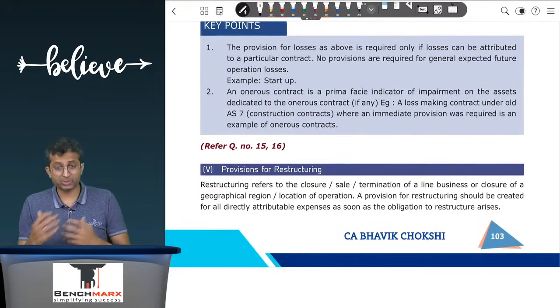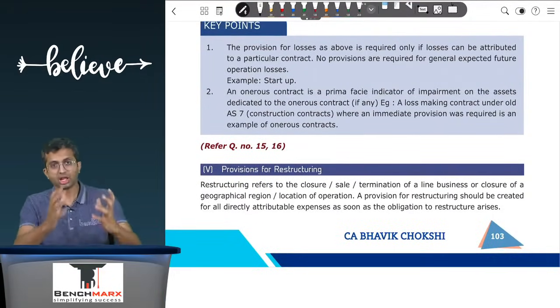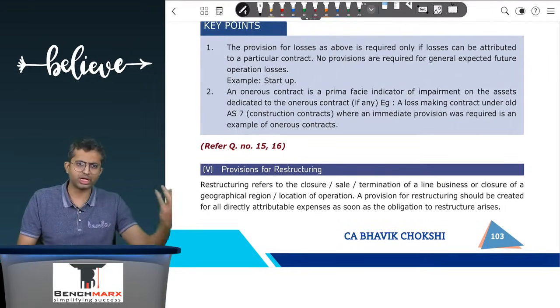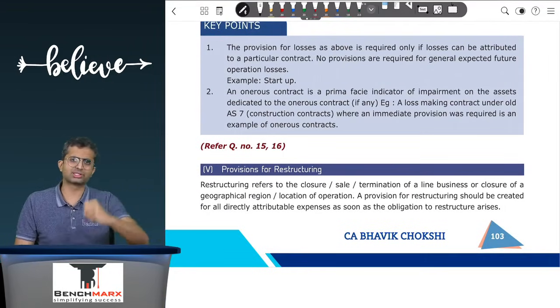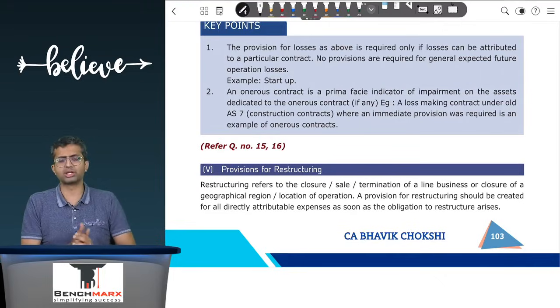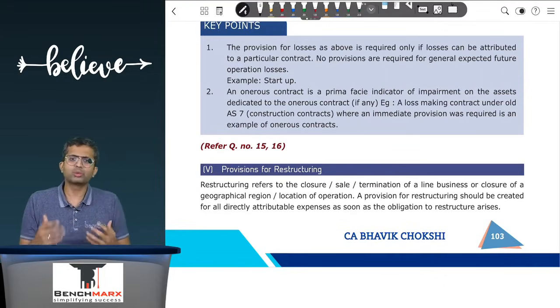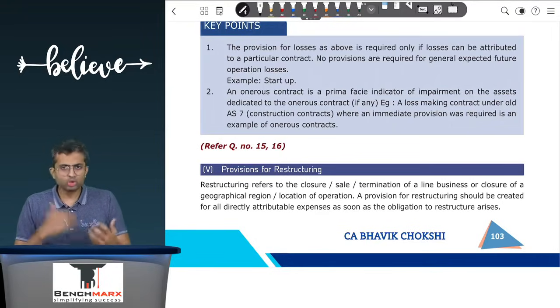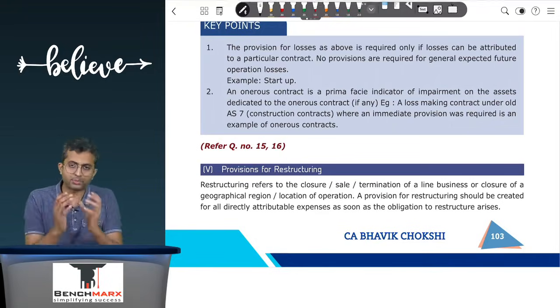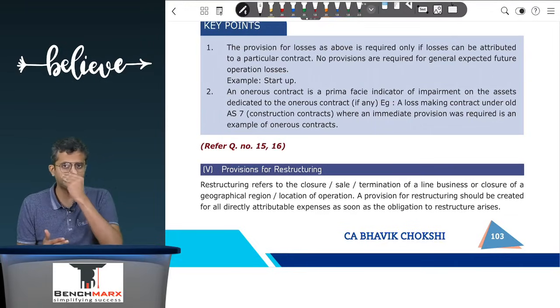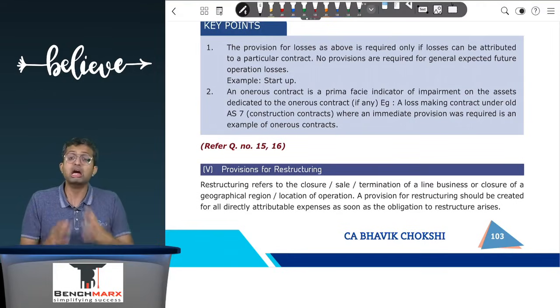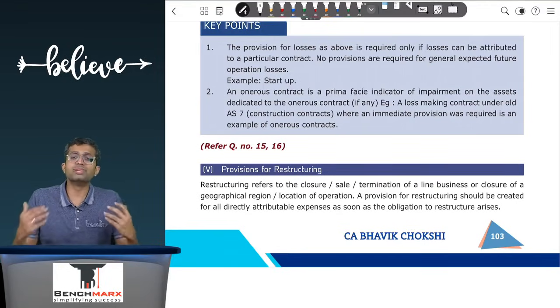And the last special case, which I would rate as very important in this chapter, is the provision for restructuring. Along with the accounting for contingent assets and contingent liabilities, I would rate it to be the most important part of this standard. So when we look at a provision for restructuring, what do we mean by restructuring? Restructuring refers to changes like closure of a particular business or a geography or a line of activity, major changes in the management or organizational structure, etc. These are termed to be restructuring.